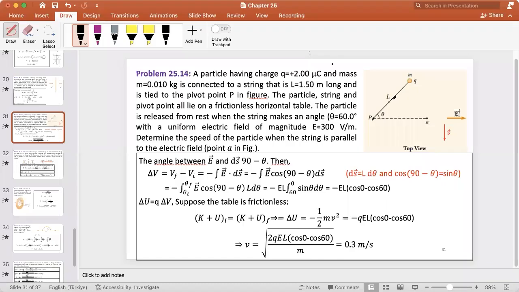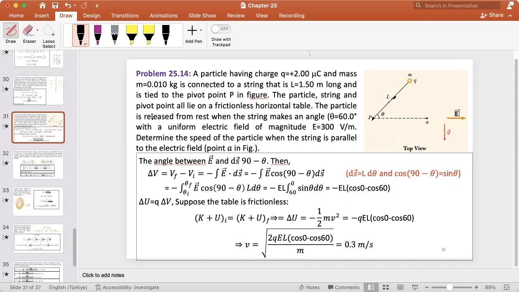Okay, let's look at this question. A particle having charge and mass is connected to a string. Let's look at this string. You can see this Q is connected by this string, and it is connected from this P point. The particle, string and P point all lie on the frictionless horizontal table.